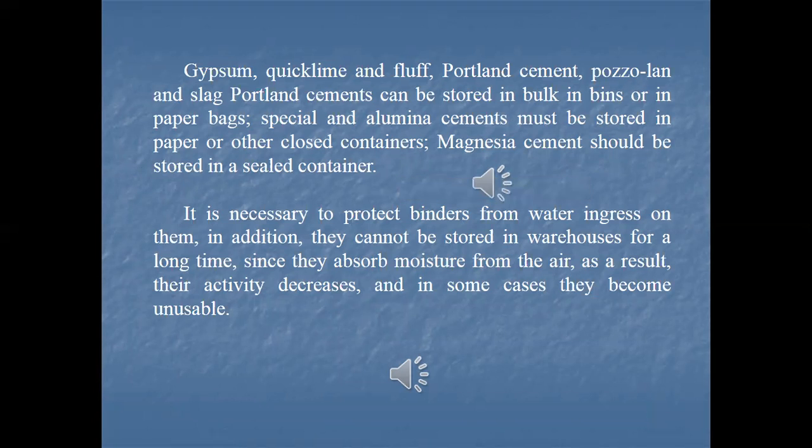Gypsum, quicklime and fluff, Portland cement, pozzolan and slag. Portland cements can be stored in bulk in bins or in paper bags. Special and alumina cements must be stored in paper or other closed containers. Magnesia cement should be stored in a sealed container.